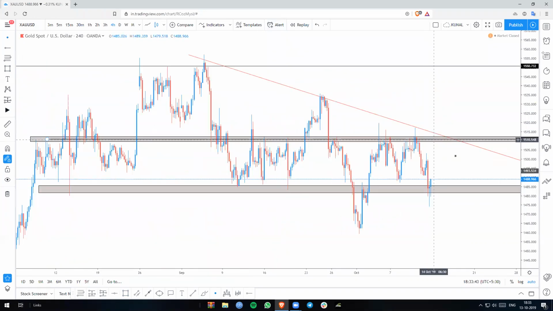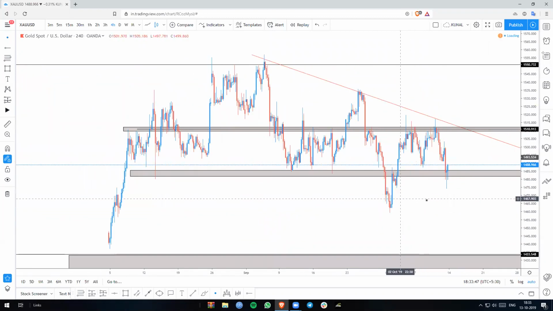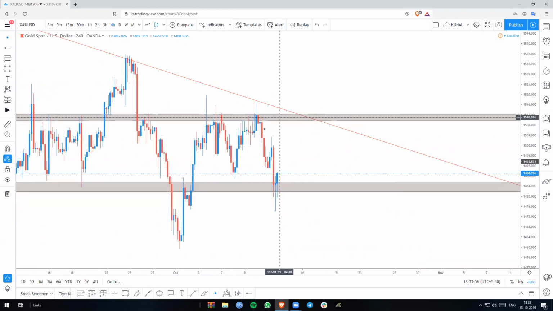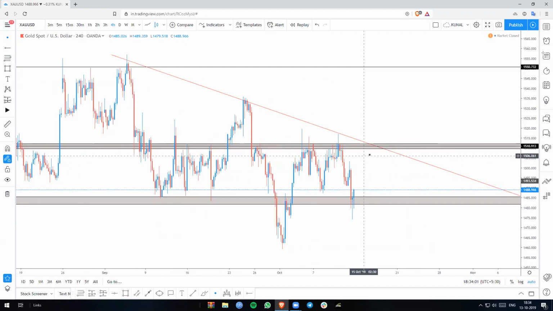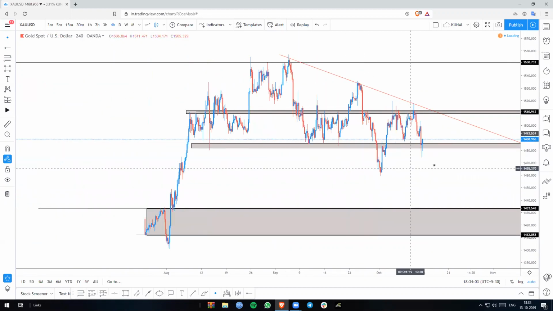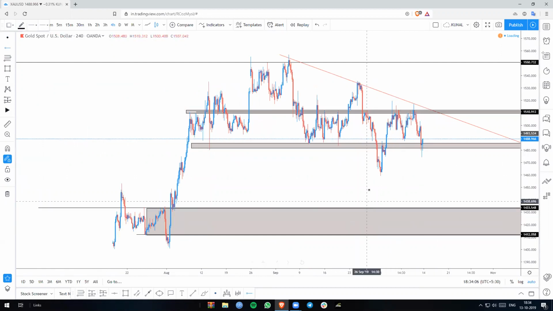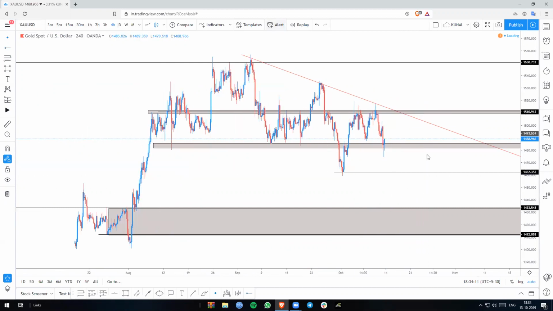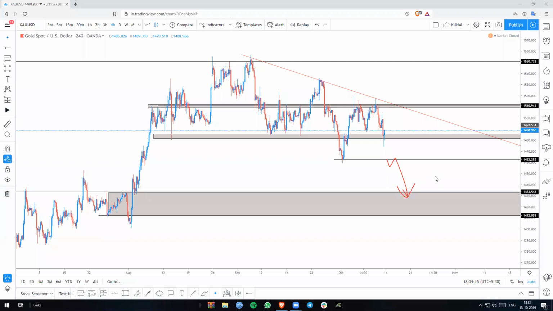H4. So it seems that we have rejected this level, but I want to see a close below again and then some sort of corrective pattern there to confirm it for sells. And of course we have some levels there which we can look out for sells, but at the moment what I prefer is staying out from gold because the structure for me isn't clear. There is H4 structure there as well which it can come back to, and also after the break of that structure level we have some space to the downside.